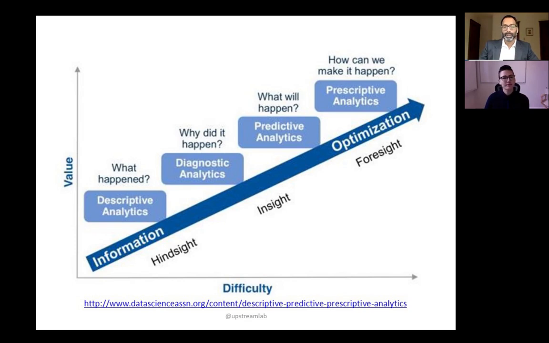So I'm going to turn it now over to Jaky to continue this conversation, talking about how AI is getting applied in primary care. Great, thank you so much for that introduction.